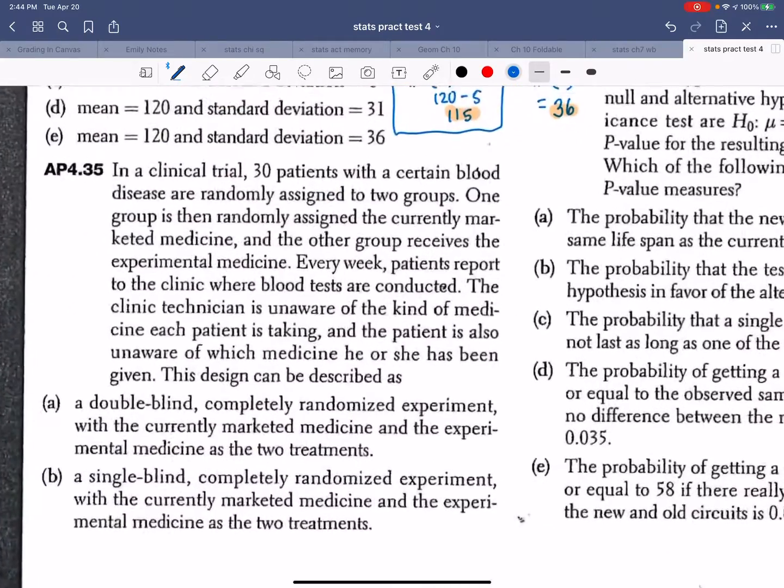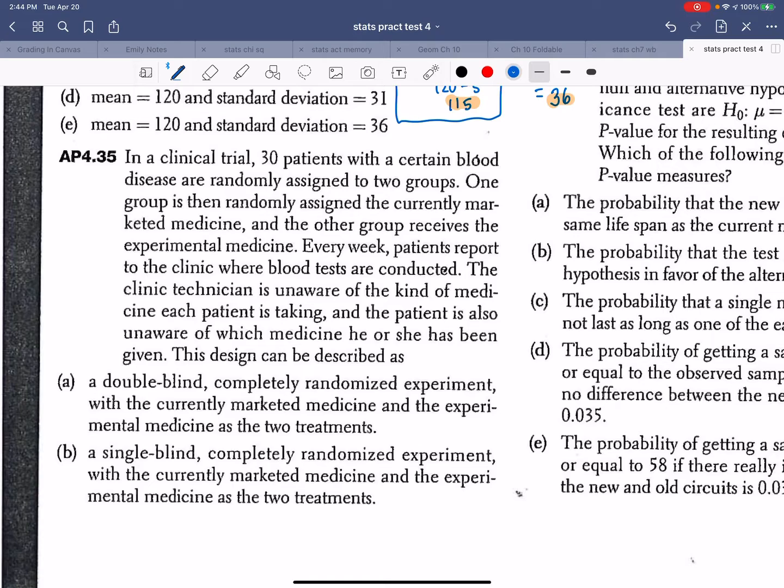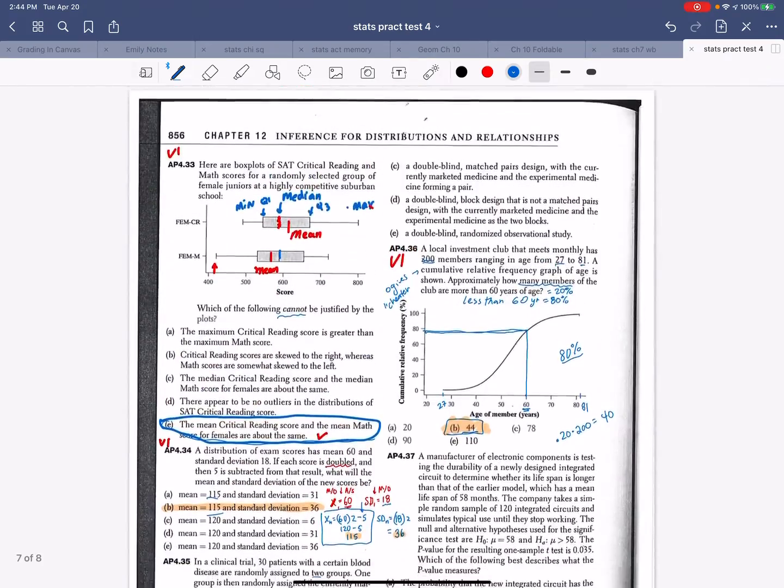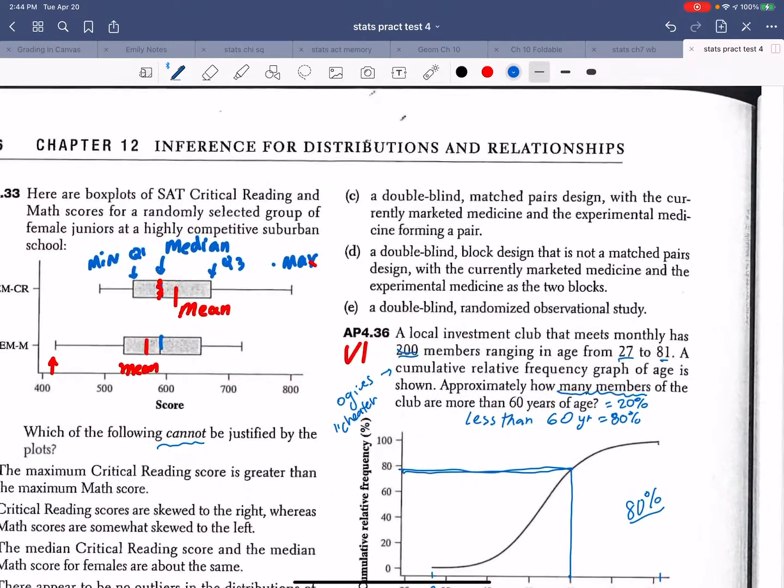So let's dig in. It says a clinical trial of 30 patients were randomly assigned 2 groups. One of the groups was assigned the marketed medicine. The other group got the experimental medicine. Every week, patients reported back to the blood test. The clinic technician was unaware, and the patient itself was unaware. So this is considered a double blind. So I like A. Let's see if my other choices present any double blind. Okay, yep. Double blind, double blind, double blind. So let's keep digging.